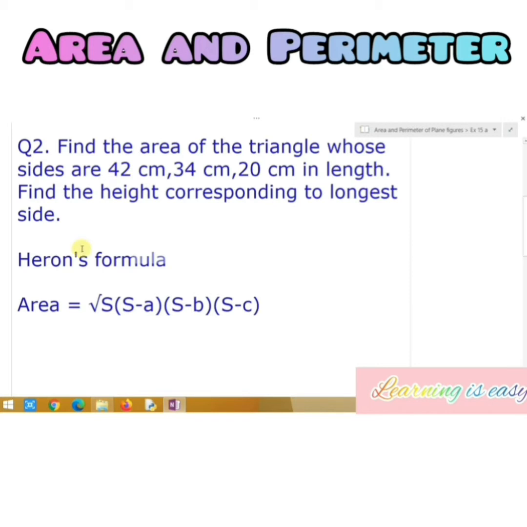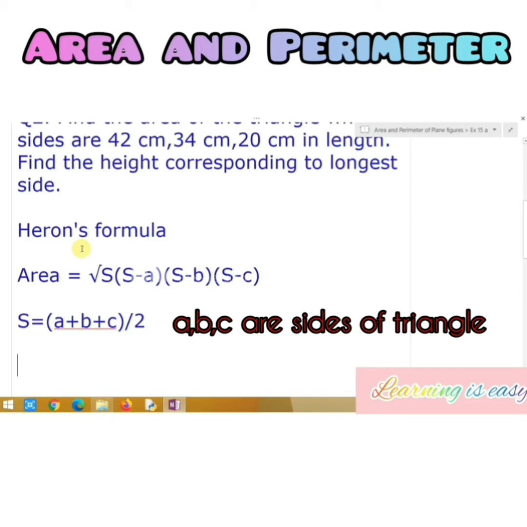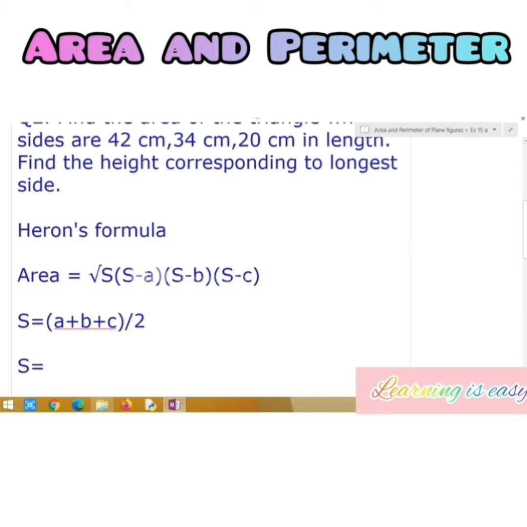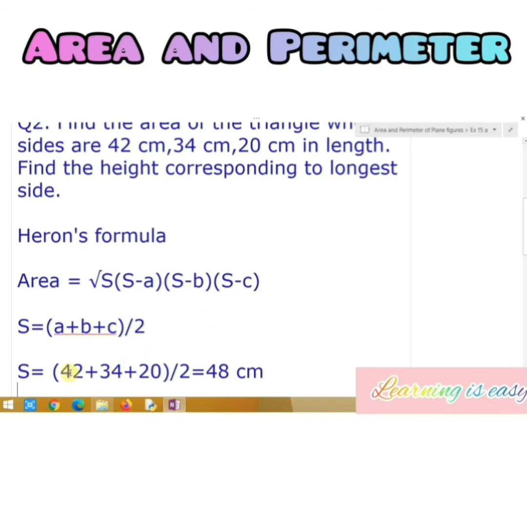Here s is the semi-perimeter, which is half of the perimeter. You can get the perimeter by adding the sides of the triangle, and half of it is the semi-perimeter. So 42 plus 34 plus 20 divided by 2, as we are making it half, we get the semi-perimeter, which is 48 centimeter. Now we have all the data needed to get the area: s as well as all three sides of the triangle.